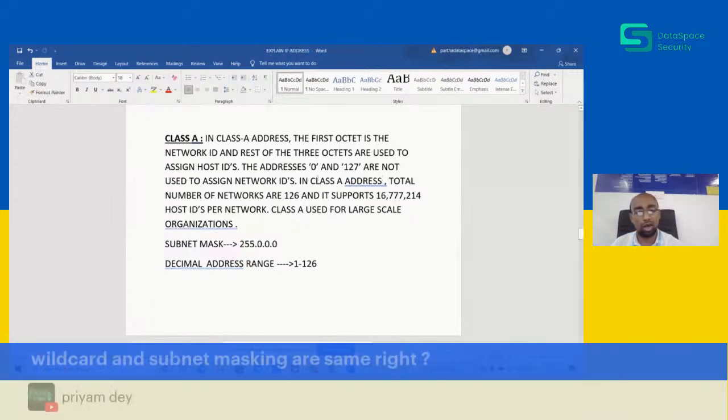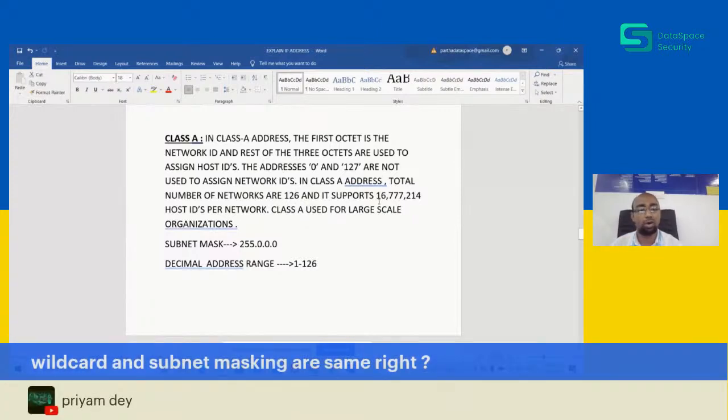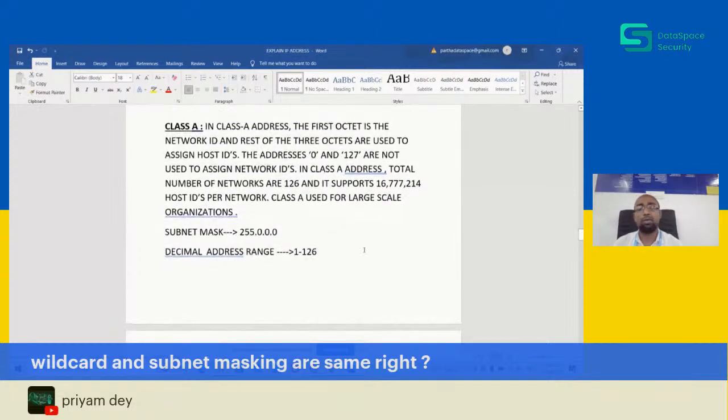So the networks are 126, and it supports 1 crore 67 lakhs 77,214 host IDs per network. So Class A is used for large-scale organizations, because in one network there are 1 crore 67 lakhs IPs. The subnet mask of Class A is 255.0.0.0, because the first octet is the network ID.